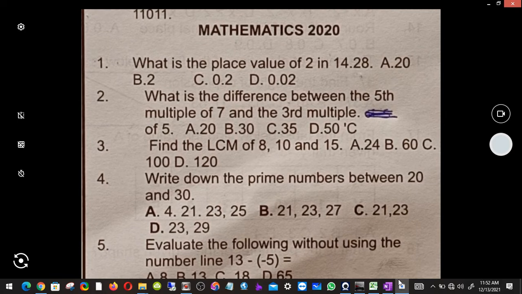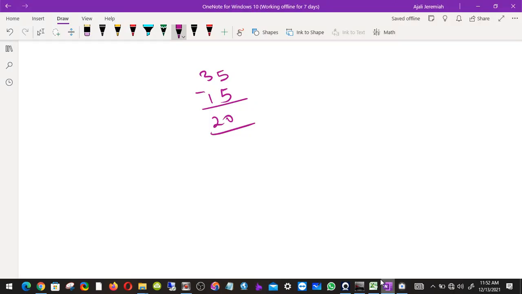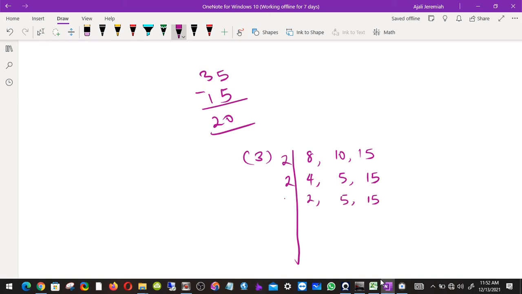Number 3. Find the LCM of 8, 10, and 15. Can 2 go? Yes. Into 8, 4. Into 10, 5. Into 15, cannot. Can 2 still go? Yes. 2 into 4, 2. Into 5, cannot. Into 15, cannot. Can 2 still go? Yes. 2 into 2, 1. Into 5, cannot. Into 15, cannot. Can 2 go? No.